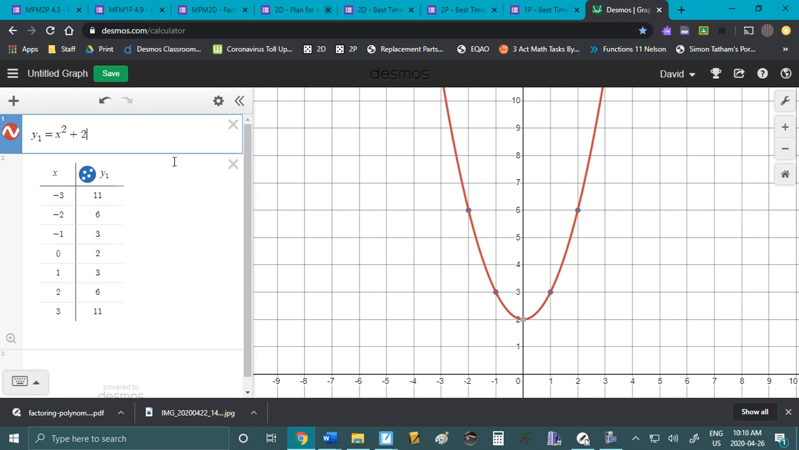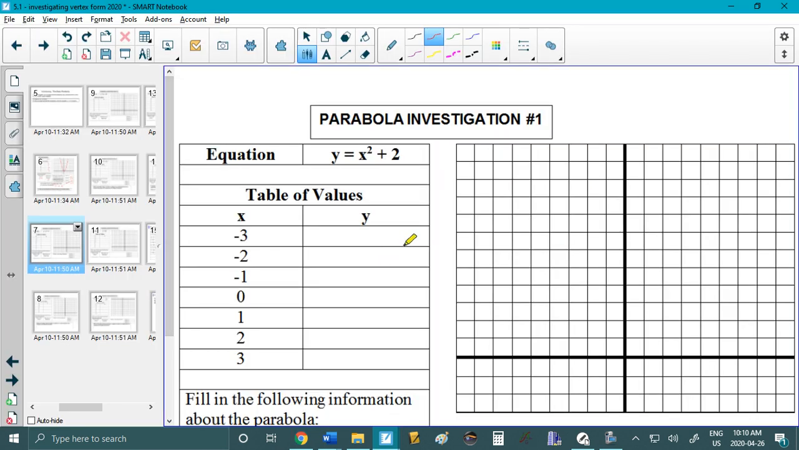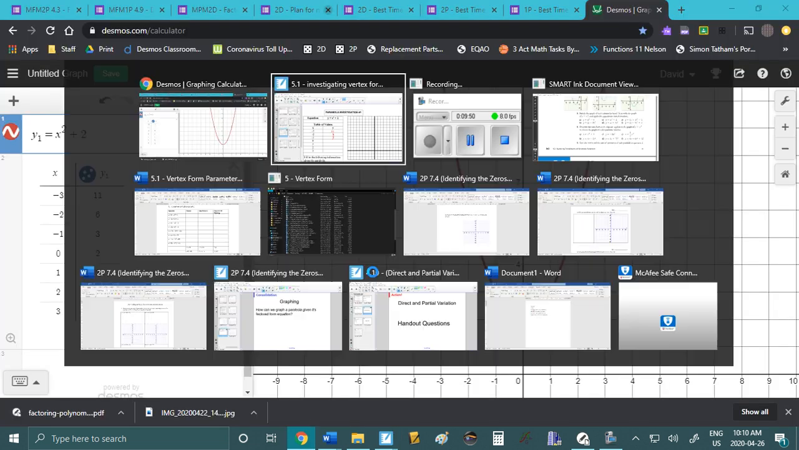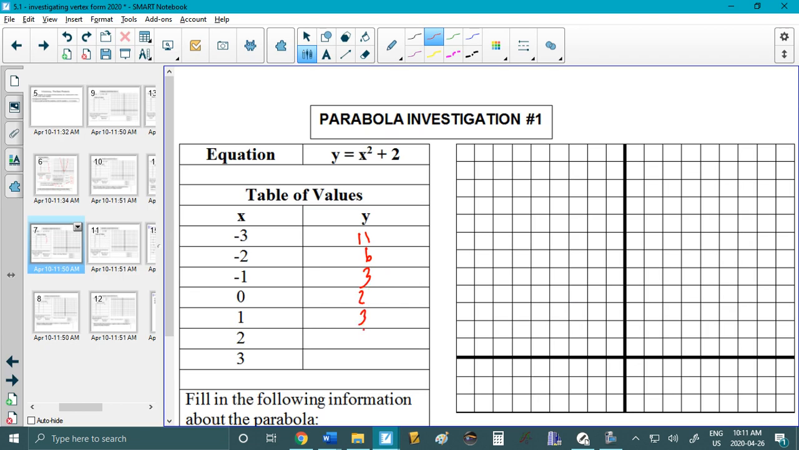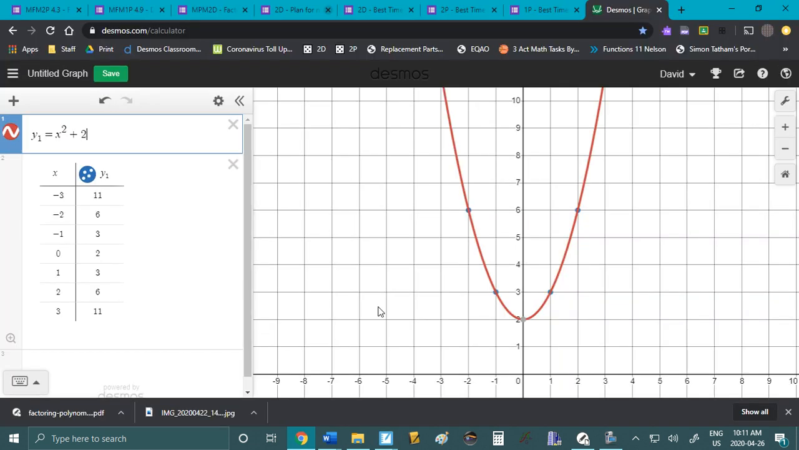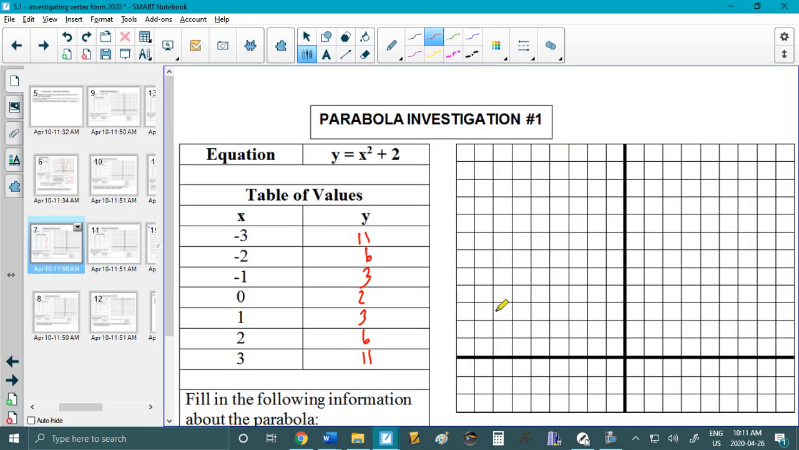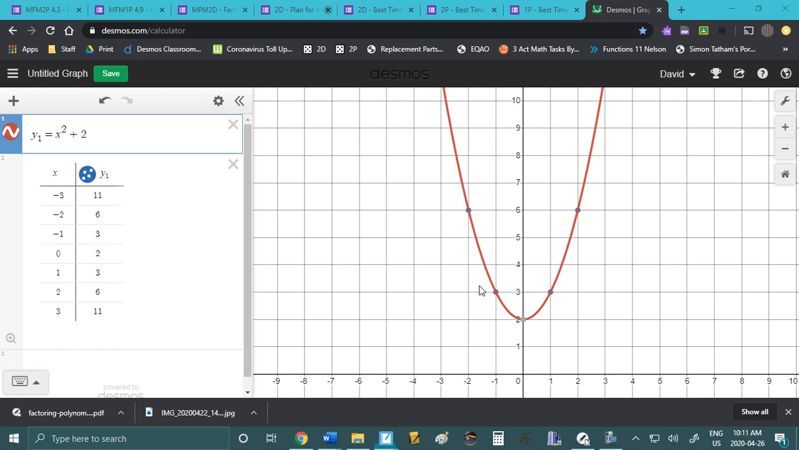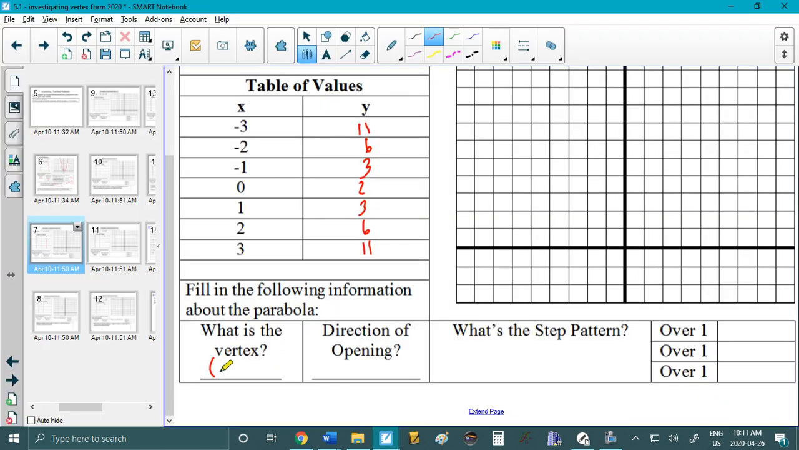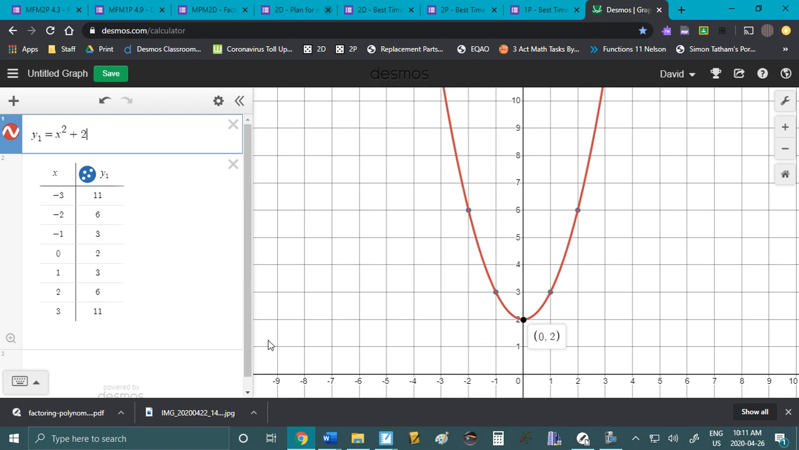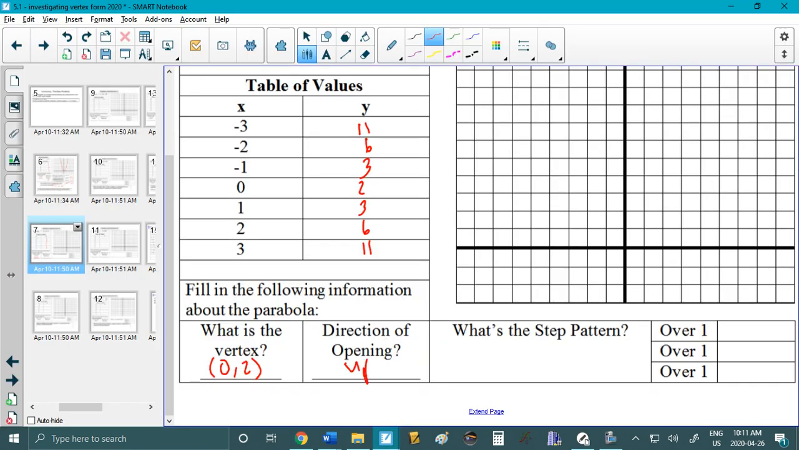Okay, so 11, 6, 3, 2, 3, 6, 11. And if we look at the curve, well, the vertex has moved. So the vertex is now (0, 2) in brackets because it's a point. Direction of opening, it still goes up.